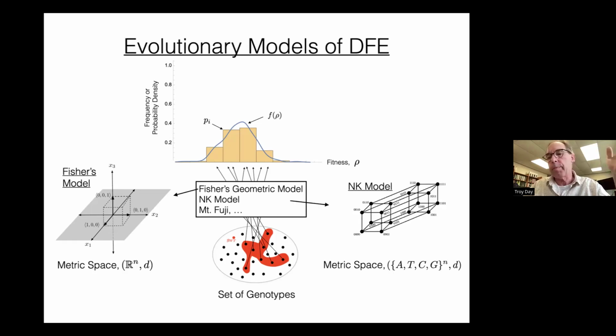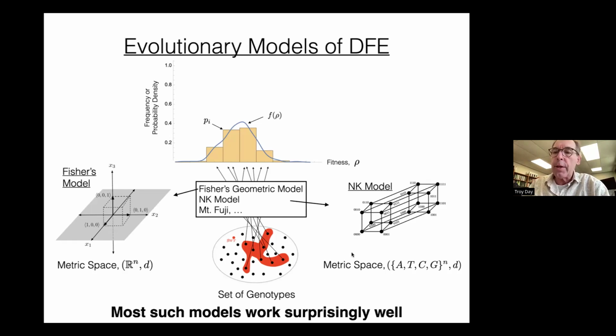The NK model is basically the same thing, but the metric space is now a sequence space instead, and the distance that's used is something like Hamming distance. So both of them are metric spaces. You have some space where you throw all your genotypes, you assume nearest neighbor mutation in some metric, and you overlay some kind of fitness function on that space, and that gives you your mapping.